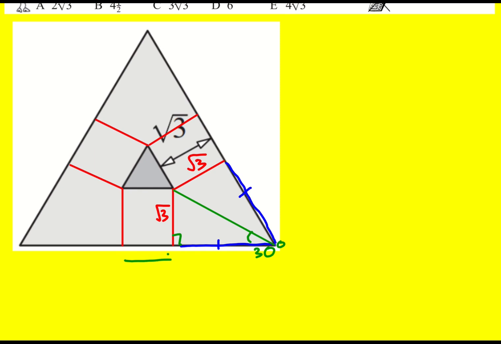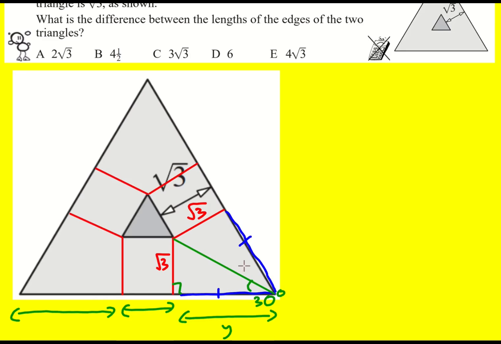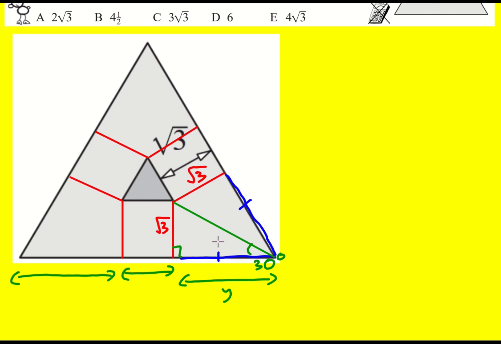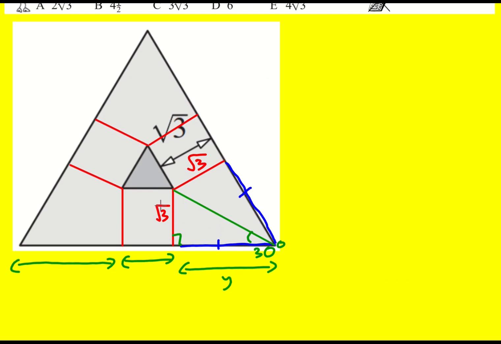I don't know what this distance is. I don't know what that is either, but it's the same as that. Maybe I'll call this y. Now, that's actually what I want to remember. I want to find the difference between the lengths of the edges of the two triangles. So actually, I want to work out what 2y is. That's the ultimate aim. I can call this x, but I'm not interested because this is x as well. So the difference is just going to be this y plus this y.